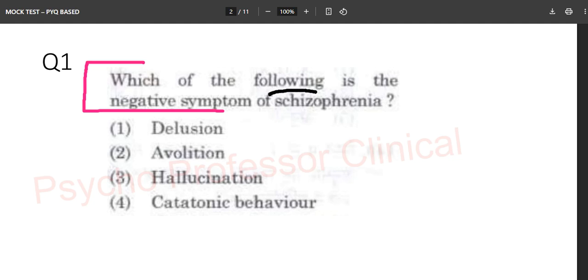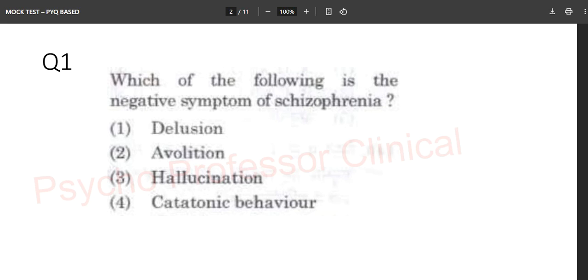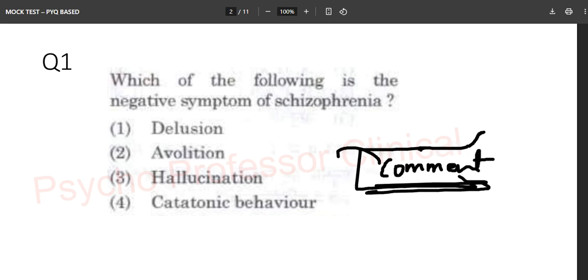And if you have watched the previous video on schizophrenia, complete detail, HDD was the mnemonic for the positive one. And as you can see, H and D both are over here. So I guess it is very easy for you to answer this particular question. Try to answer this question in the comment section, and you can check once the video is completed whether your answers are correct or not.